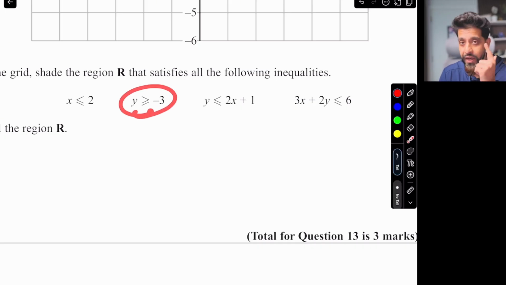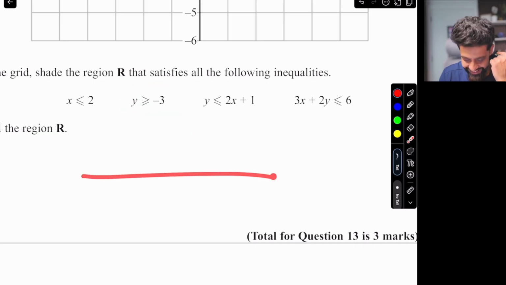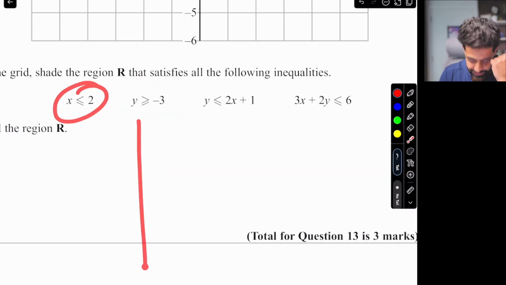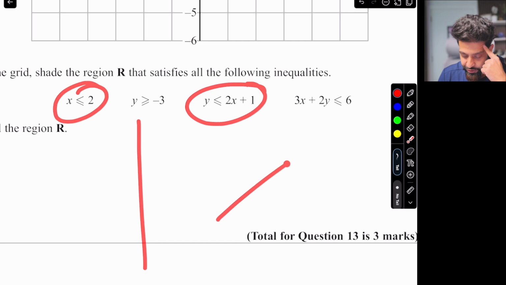This one, we're going to think of the line y equals minus 3, which is like that. Oh, sorry, not like that. It's like that. X equals 2 would be like that. This one, we have to draw a straight line graph, y equals 2x plus 1. The gradient is 2, the y-intercept is 1. We're going to go through them step by step.